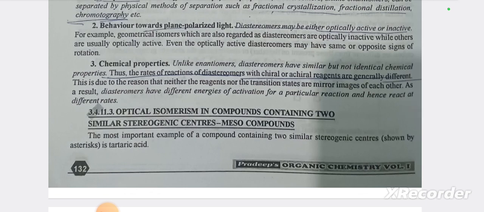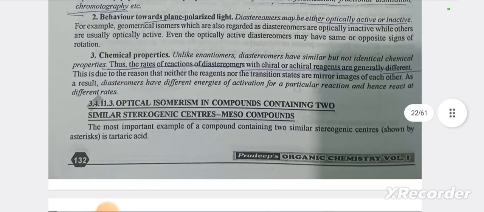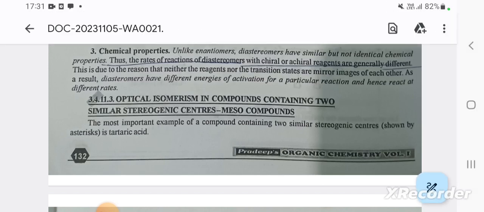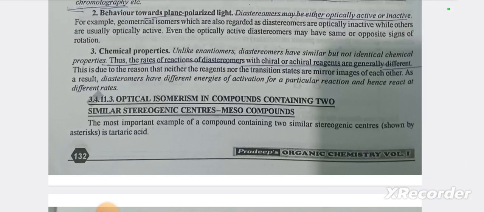Behavior towards plane polarized light. Diastereomers may be either optically active or inactive. For example, geometrical isomers, which are also regarded as diastereomers, are optically inactive while others are usually optically active. Even the optically active diastereomers may have the same or opposite signs of rotation.